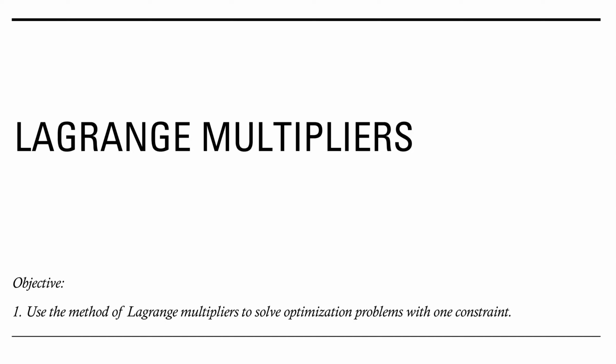Welcome to an introduction to the strategy for finding constrained extrema known as Lagrange multipliers. So our objective here is to learn about how to use the method of Lagrange multipliers to help us solve optimization problems where there is a constraint on the problem.